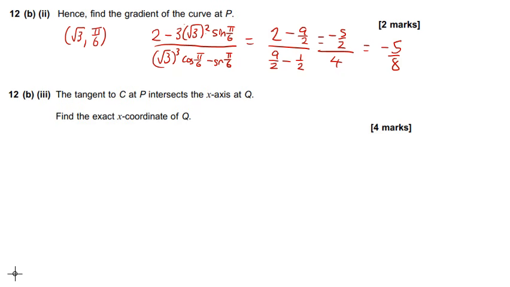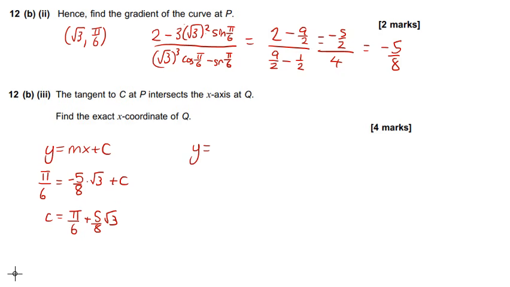We're going to need that for the next part because we now need to work out the tangent. So remember, a tangent is just a straight line, and we know that the gradient is minus 5 over 8. And we also know the value of x and y at a point on that curve, so that will allow us to find c. So we know when y is pi over 6 and the gradient we just found is minus 5 over 8, and the value of x is √3, then that gives us that c must be equal to pi over 6 plus 5 over 8 √3.